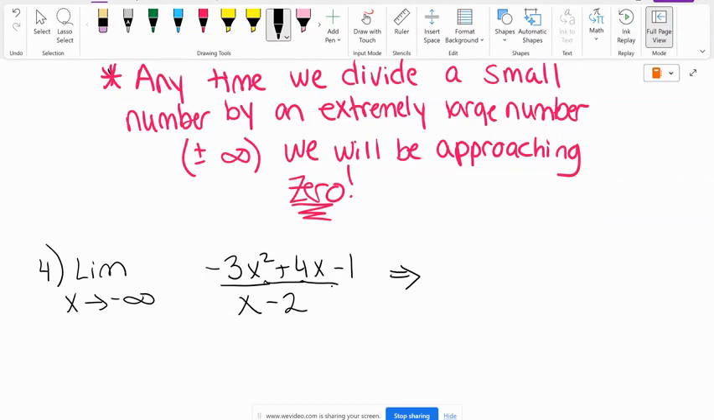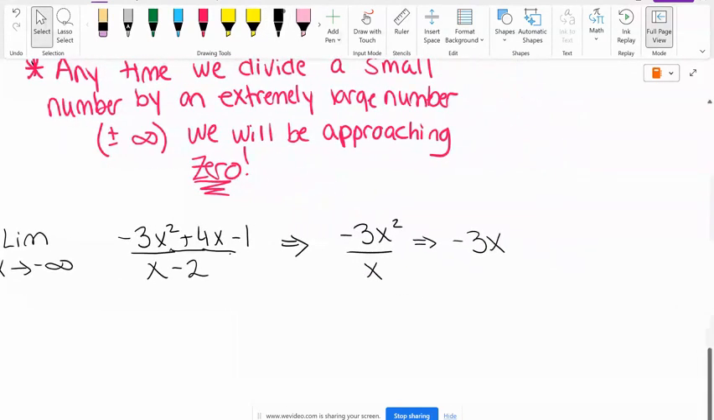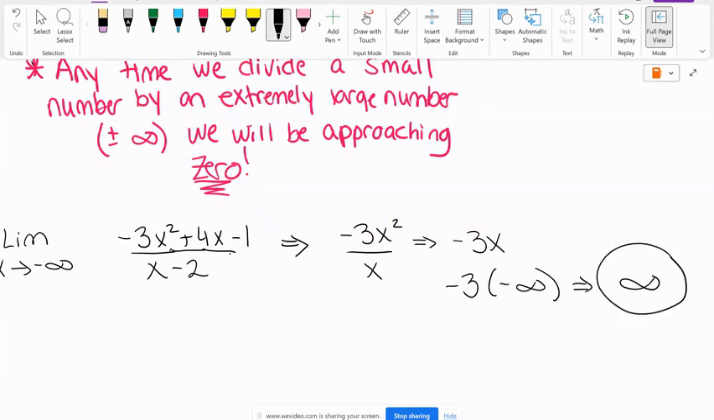So we're going to take our most dominant powers. I'm going to have a negative 3x squared and then an x. Can we simplify this? Yes, we're going to simplify it down to a negative 3x. But what are we doing now? We're substituting in negative infinity. What's a negative number times a negative number? Positive. So this is not going to be negative infinity. This is going to become positive infinity because a negative times a negative is a positive.